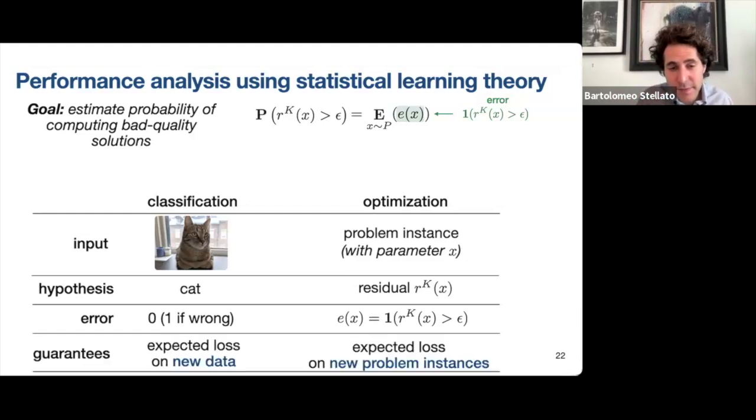And the guarantees that we want to obtain are the expected loss on new data for classification, and in our case the expected loss on new problem instances. So there's a really strong parallel between algorithms and predictors in machine learning. So how do you estimate the loss on new problem instances?